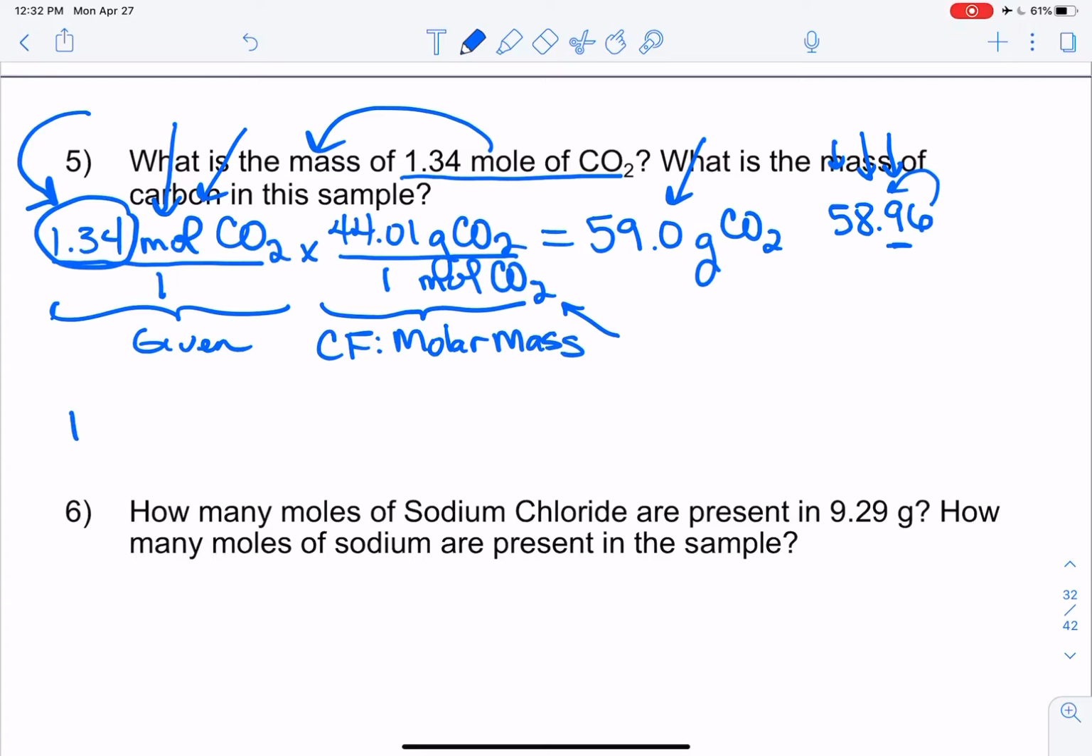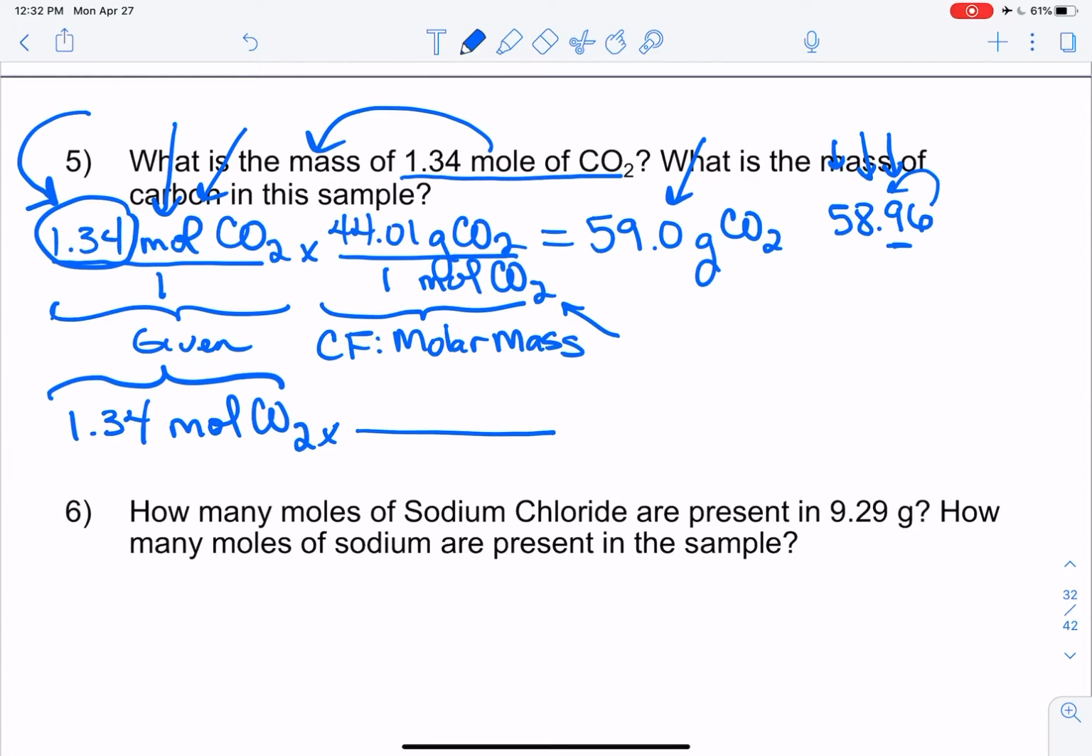So I'm going to give the given down here again. So that's 1.34 moles of CO2, and again, that's the given. But this time, we don't need to go to grams of CO2. We need to get from CO2 to a different substance, carbon. But we're still going to need a conversion factor to do that.